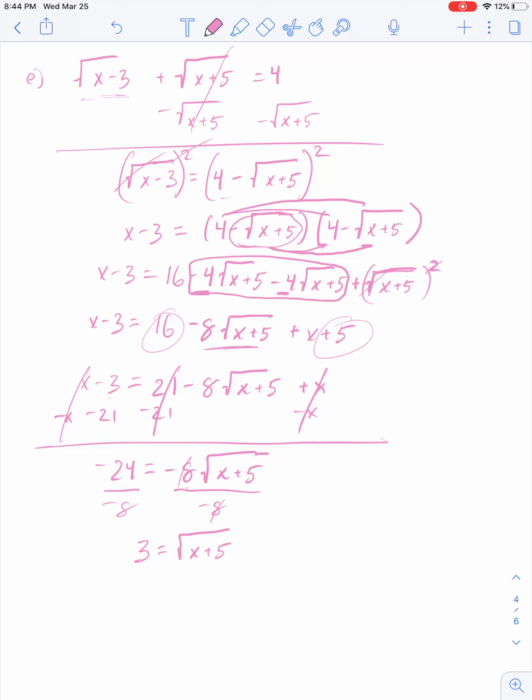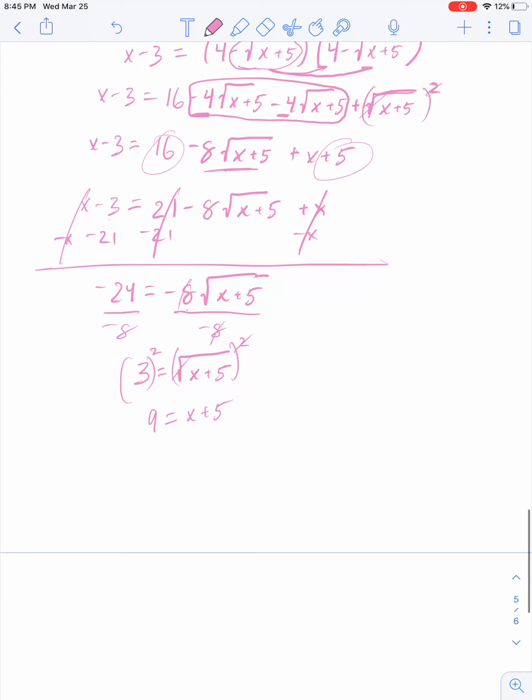All right, so now we really simplified this problem quite a bit. It looks really nice. We want to get rid of the radical. So once again, we have to do this again. Take this side to the power of 2. Take that 3 to the power of 2. For 9 equals, those cancel, x plus 5. Next step, subtract 5, and we get x equals 4. And after you check your work, you see that that would be a correct solution.